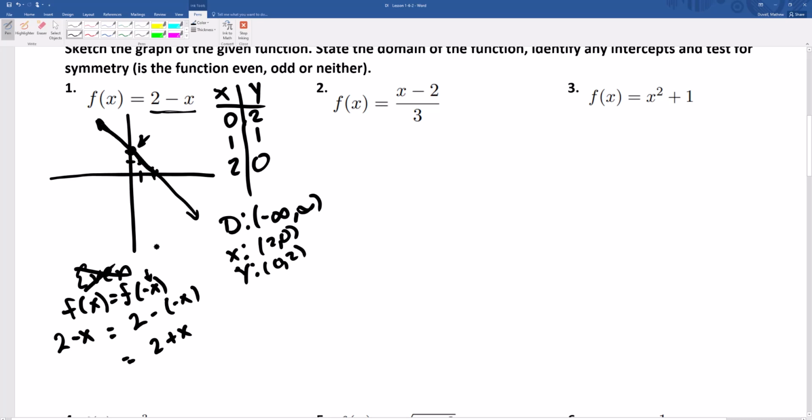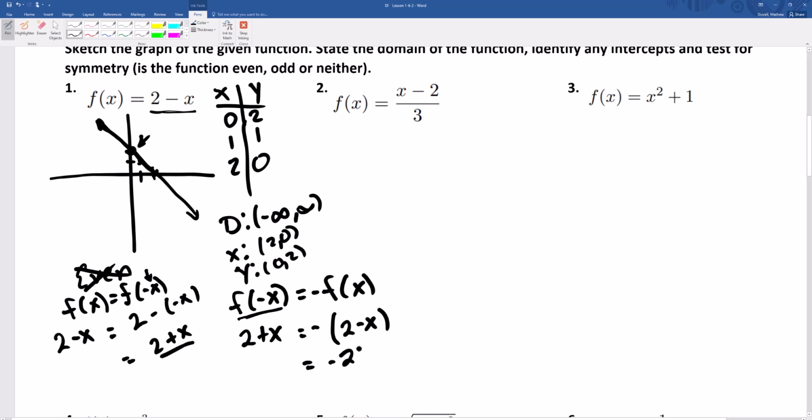Now we need to take a look to see if it's odd. To show if it's odd, does f of negative x equal negative f of x? You have to show that that is true. So you plug in the one with the negative x plugged in, that's already done, we can just use it. But then negative times your function. Are those the same? No. So it's not odd, therefore it's neither.